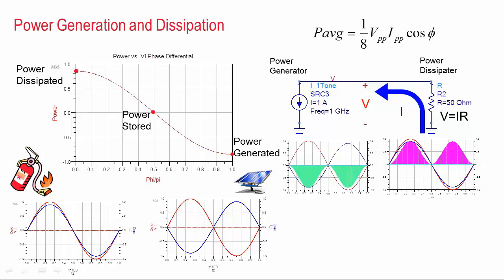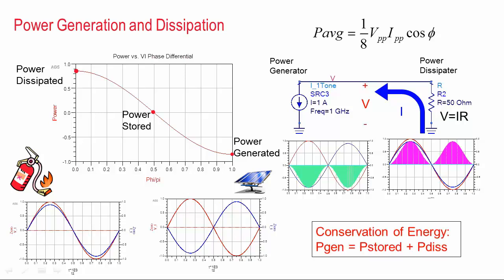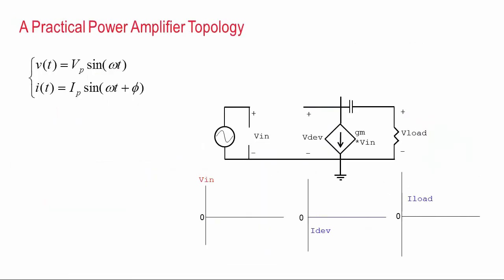Now, in any physically realizable AC circuit, there must be conservation of energy, so any power that's generated must either be stored or dissipated somewhere. And for this simple example, the power generated in the source is equal to the power dissipated in the resistor with nothing stored. So practically speaking, this type of circuit can be realized physically using a transistor connected to a resistor.